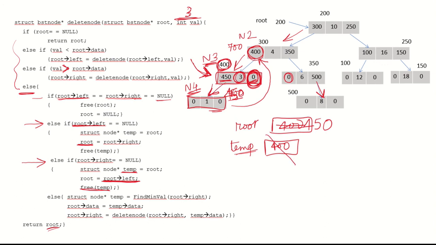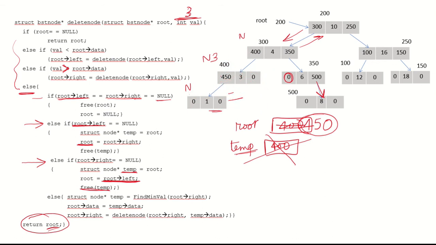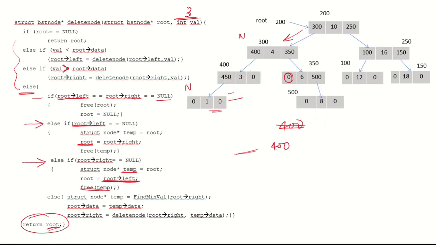So all that space that was allocated to this node at 400, this n3 node, is going to be freed up, and we have to return this value 450 to the parent node n2. So when we do return root, this root value 450 will be returned to n2 and collected over here. So this will become 450. And when this function returns, it is going to return whatever was the root value. There will be no changes there. So this is how a node with one child will be deleted.